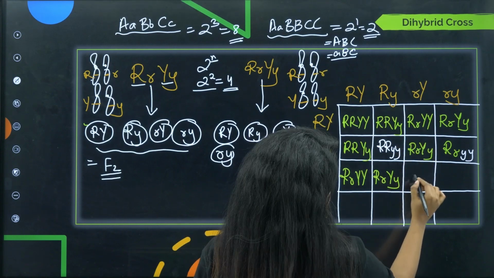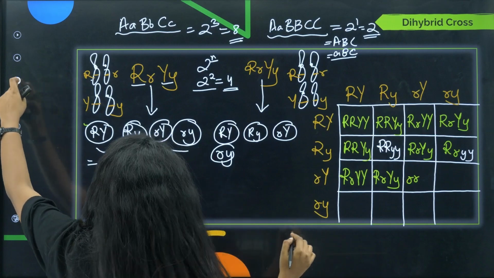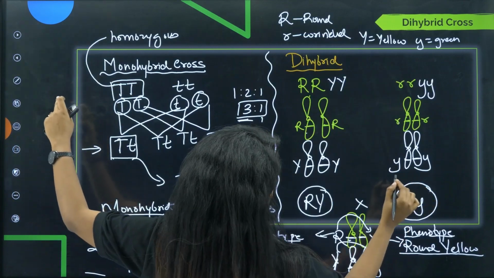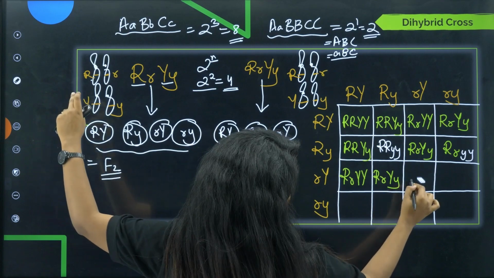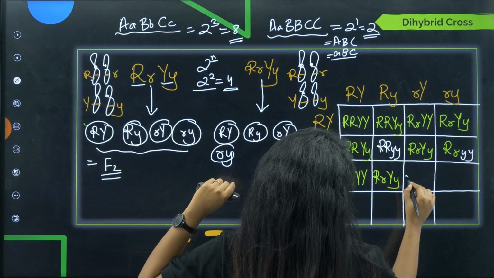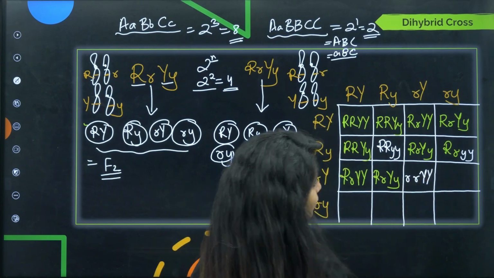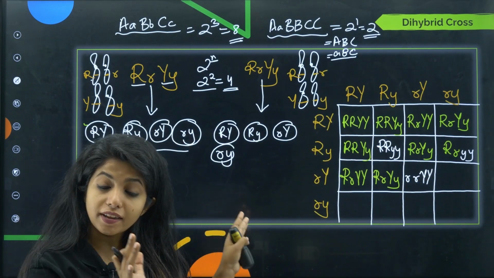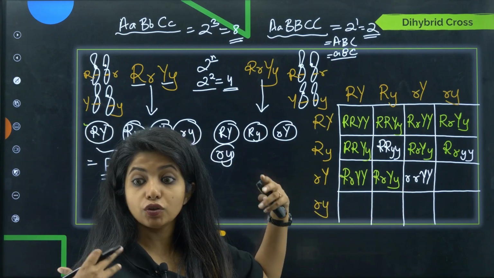Small r. Okay, there is a change. Let's make the change. Now over here, there is small r, capital Y. So the first time we saw a wrinkled and green one. Sorry, wrinkled and yellow one. So there's a new combination.